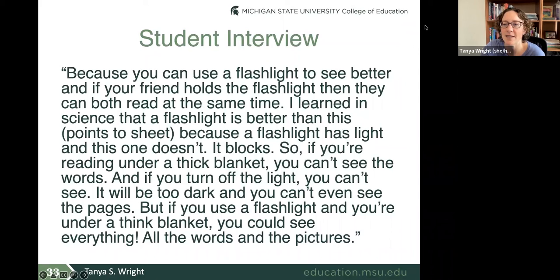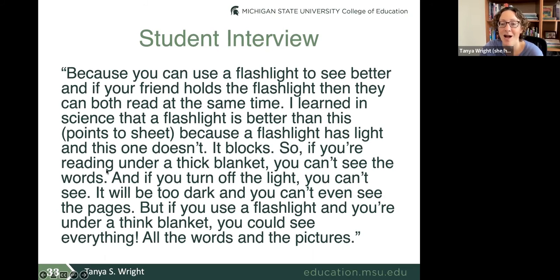And I'm pointing this out because when I said engage in an argument from evidence, that's what's going on, right? They're agreeing with someone and giving evidence for why. So Darius with his flashlight, because you can use a flashlight to see better. And if your friend holds the flashlight, then they can both read at the same time. I learned in science that a flashlight is better than this, points to the sheet, because a flashlight has light and this one doesn't. It blocks. So if you're reading under a thick blanket, you can't see the words. And if you turn off the light, you can't see. It'd be too dark and you can't even see the page. But if you use a flashlight and you're under a thick blanket, you could see everything, all the words and the pictures.